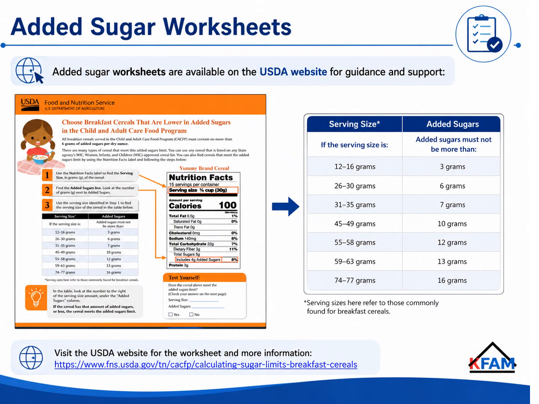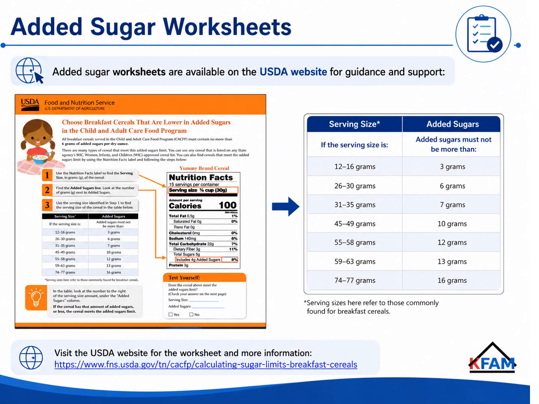This slide introduces the USDA added sugar worksheets available for CACFP guidance and support. The USDA Food and Nutrition Service provides worksheets to help identify breakfast cereals that are lower in added sugars. To use the worksheet, first, locate the serving size on the nutrition facts label. Next, find the added sugars amount listed in grams. Then compare the serving size to the added sugars limit shown in the chart.